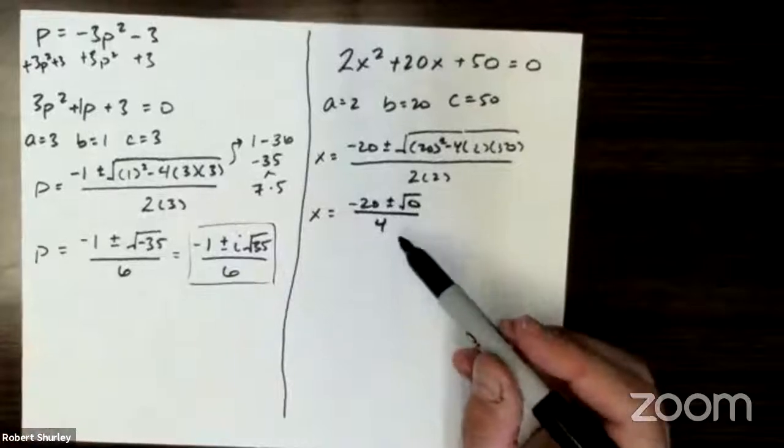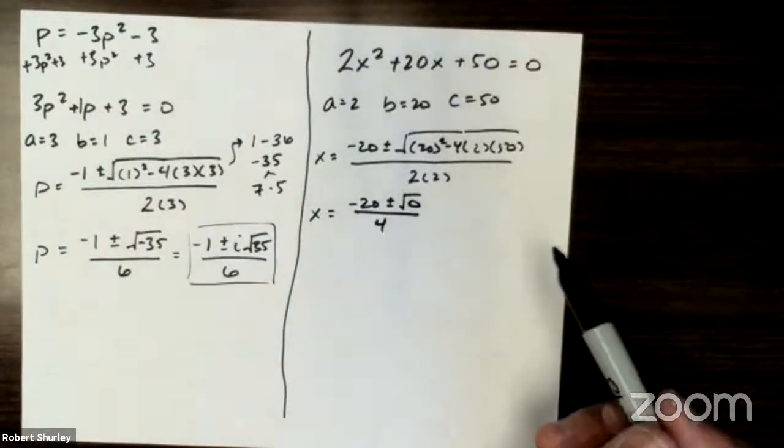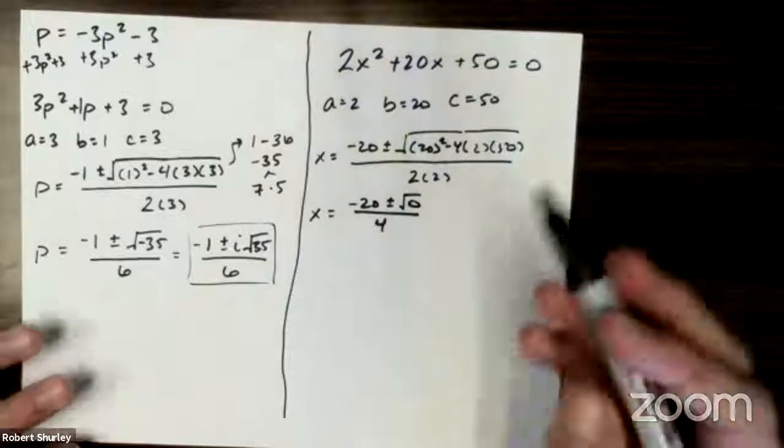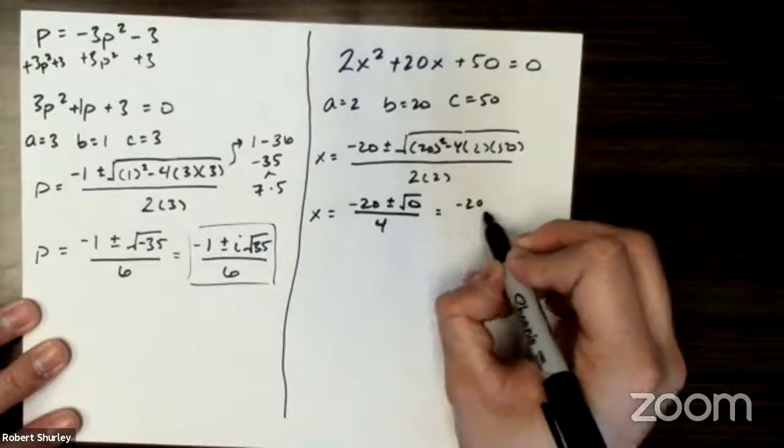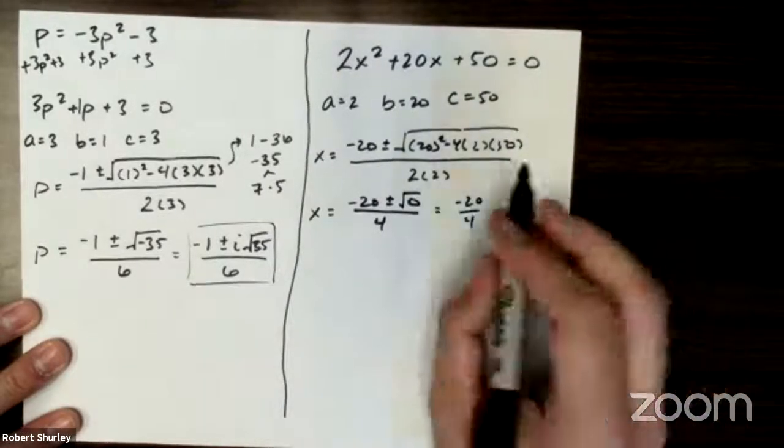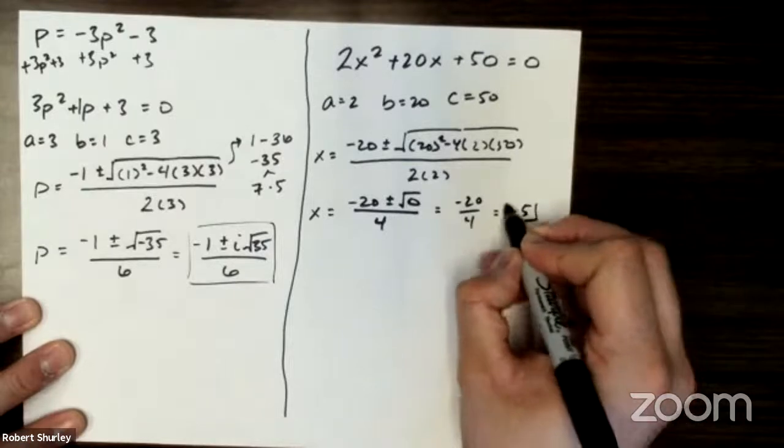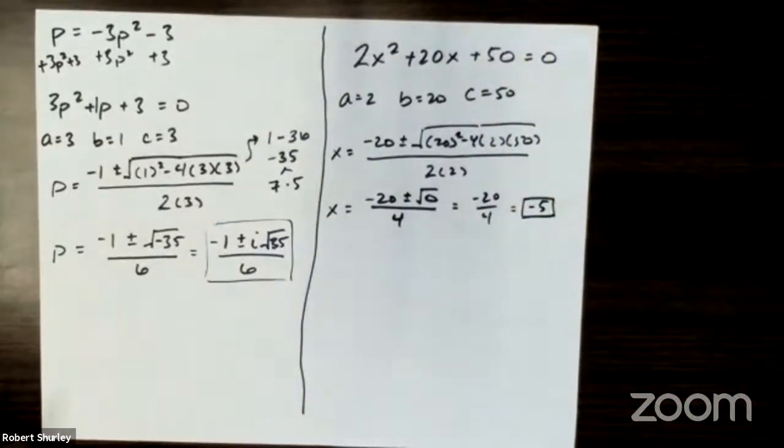Well, plus or minus 0 is the same number. If you add 0 or subtract 0 from something, you get the same exact number. So this winds up being negative 20 over 4. Negative 20 divided by 4 is just negative 5. So you wind up with negative 5. Kind of neat.